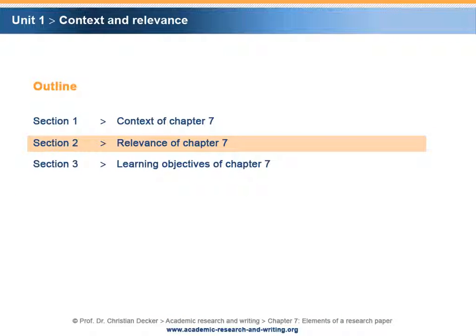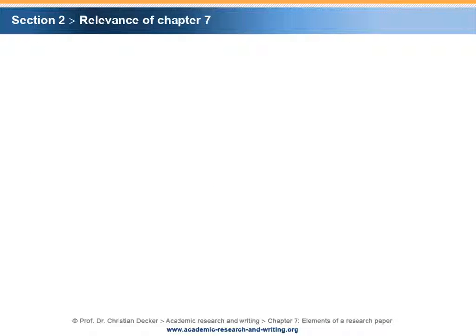Section 2 – Relevance of Chapter 7. Once you have a basic understanding of academic research and theory and practice, as well as the foundations, the terminology, and the research process itself, you are able to do the next steps. This would include the identification of a topic, the sourcing of general information, and a more in-depth literature research.